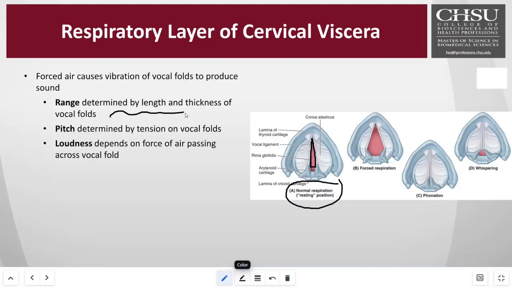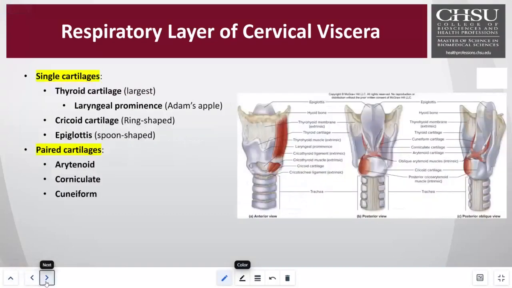So when you're training to sing opera or to sing a certain kind of genre of music, your pitch can be trained based on the vocal folds. All right, so that is just a little bit of the structure. Now, the key items are the cartilages in this region, right?